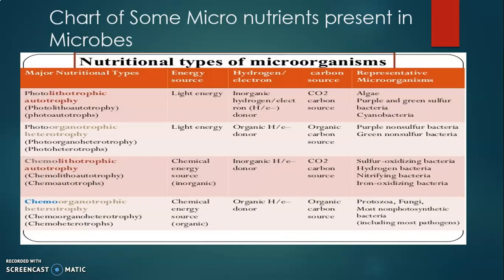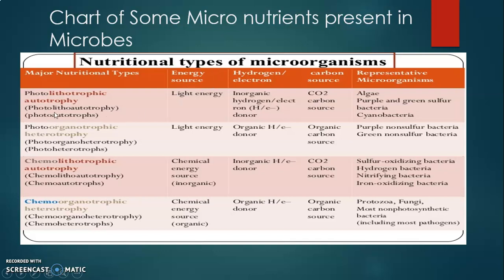This is a chart of micronutrients present in microbes. These are some micronutrients present in microbes. You see here, these are the major nutrient types. What are the major nutrient types? That is the photolithotrophic, autotrophic, then the photoorganotrophic, and the chemolithotrophic. This is the energy source.